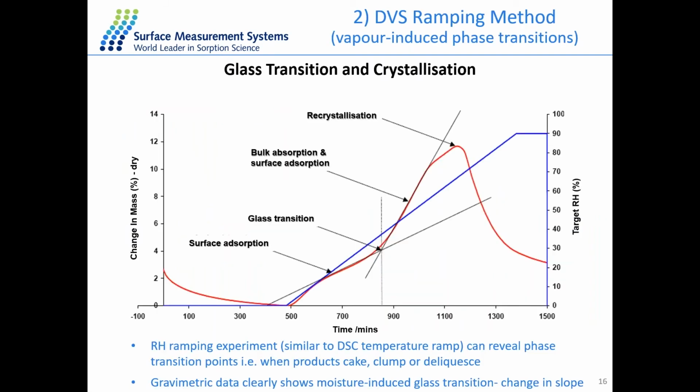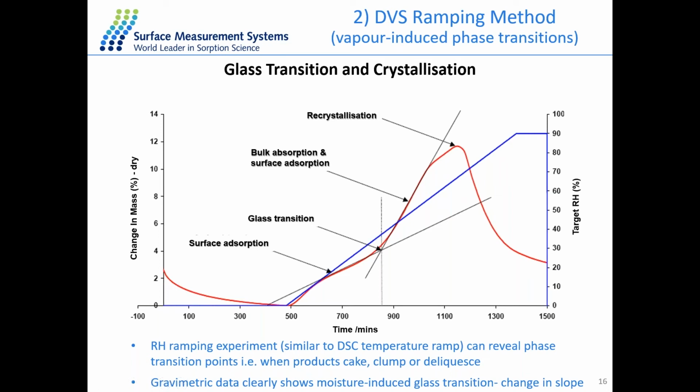Another kind of method we can perform with the DVS system is the ramping method, which is a much quicker and easier way to measure the stability of the material. We can also calculate the glass transition humidity for the sample at a certain temperature. It's very similar to the DSC temperature ramp. So in the case of the DVS, we will ramp the humidity from 0 to 90% RH at a constant rate, which is the blue line here.